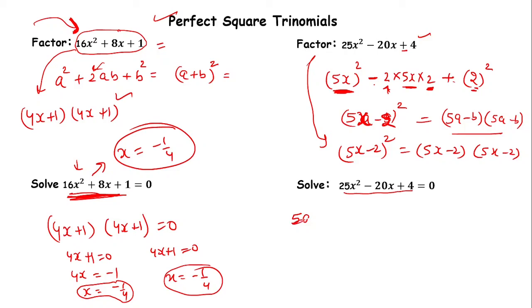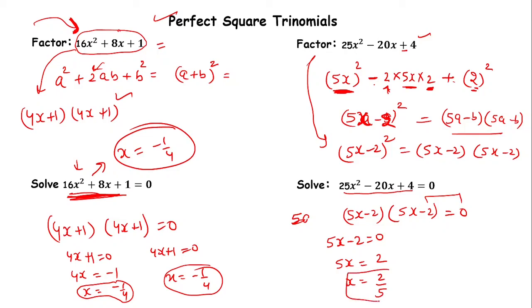So this value is nothing but 5x minus 2 equal to 0. Same concept: 5x minus 2 will be equal to 0, and 5x minus 2 equals 0 again. From both, I will get the same value of x, that is 2 over 5. So this is the solution for this question.